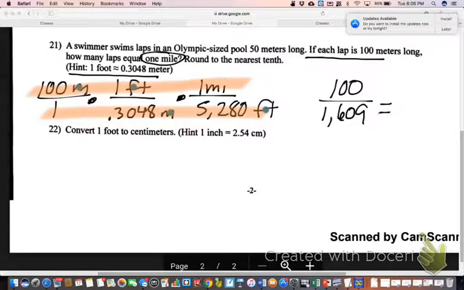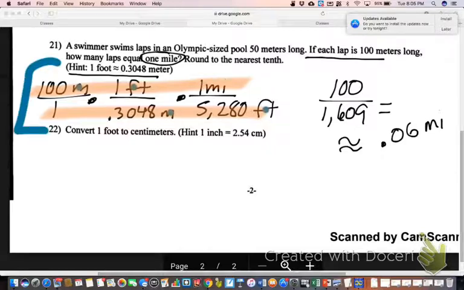Now here's where a whole bunch of you guys went wrong. You did 1,600 divided by 100 and you got approximately 16 for your answer. That's not what you have to do. You do the top divided by the bottom. So it's 100 divided by 1,600, which is going to give you approximately 0.06 miles. So most of you guys did this whole setup part right, and then you didn't divide it right at the end.